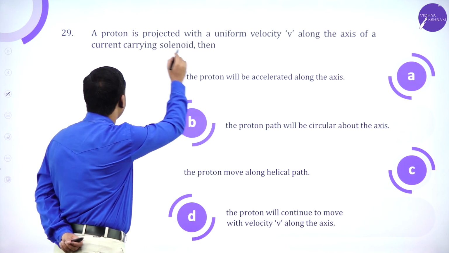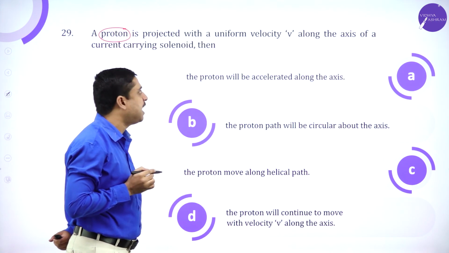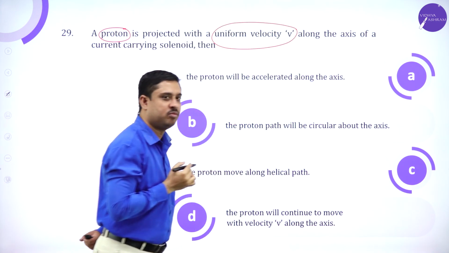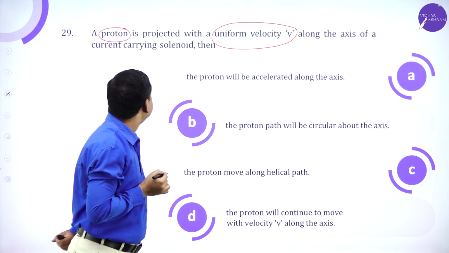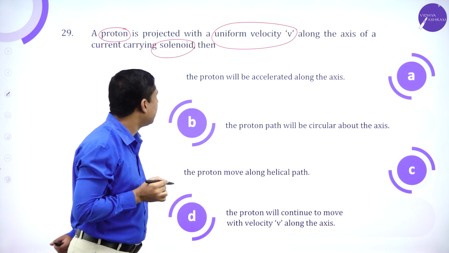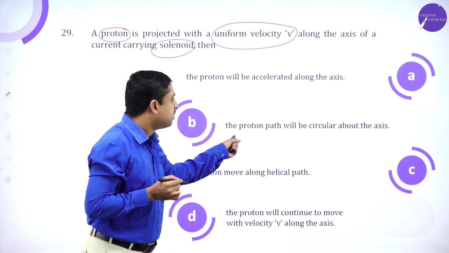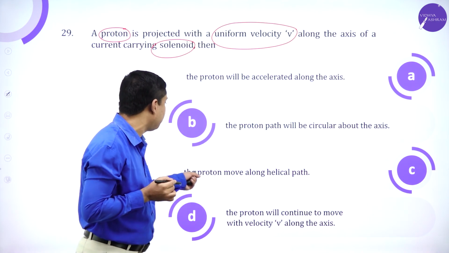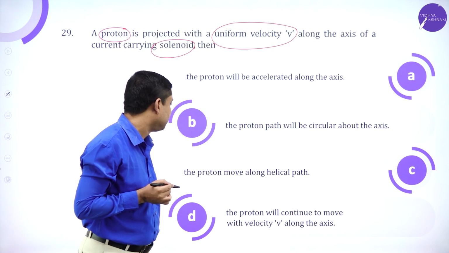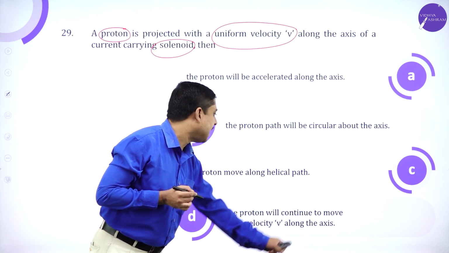Now, a proton is projected with uniform velocity v along the axis of a solenoid. Then the proton has to be accelerated along the axis. The path of the proton becomes circular. Proton has to move along the helical path. Proton will continue to move with the velocity along the axis.